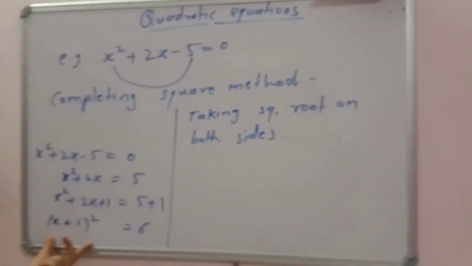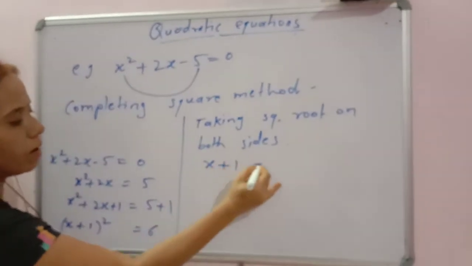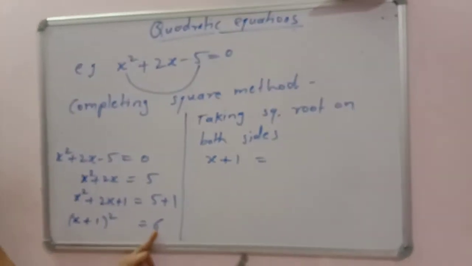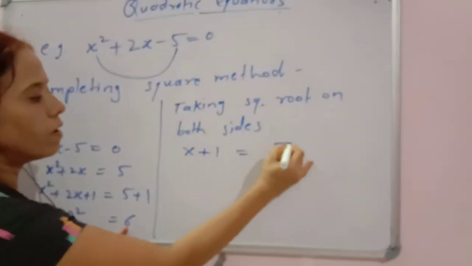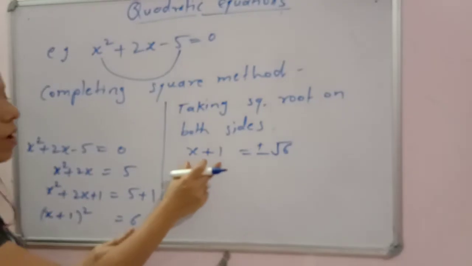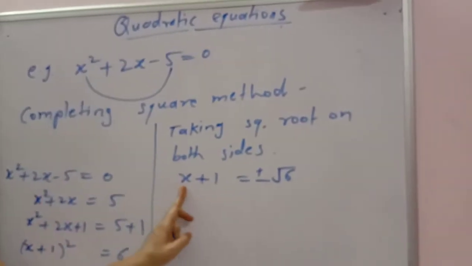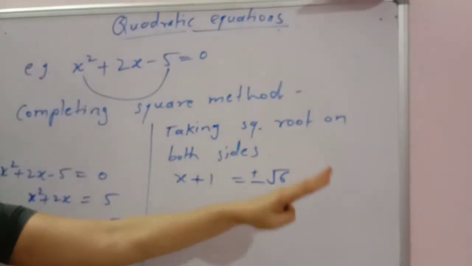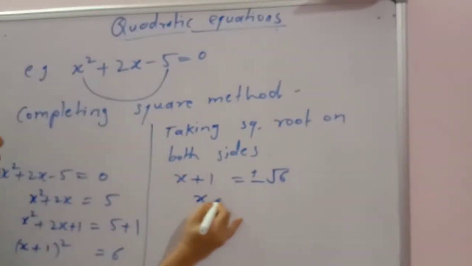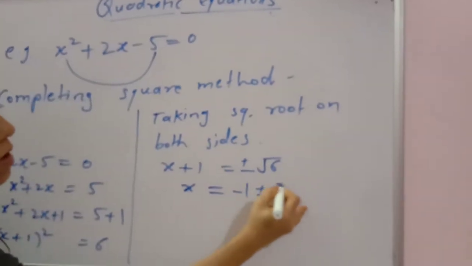Its square root is what? It is x plus 1 equal to the square root of 6. It is root 6, but it is plus or minus root 6. Now x plus 1 equal to plus or minus root 6. To find out the value of x, shift this plus 1 to that side. That is x equal to negative 1 plus or minus root 6.